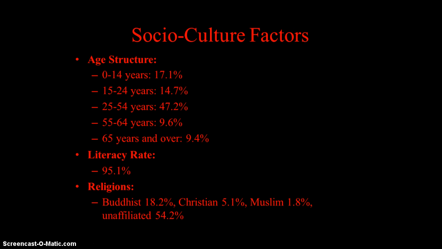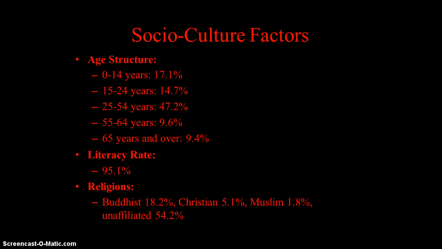Some of the socio-cultural factors, starting with age structure. As you can see in this brief list, we go from 0 to 65 and over, and the main bulk is in the 25 to 54 year range. That is at 47%, and not even a close second is the 0 to 14 year range at 17%. China's literacy rate is currently at 95.1%, and that basically means how many of these people can actually read and write.